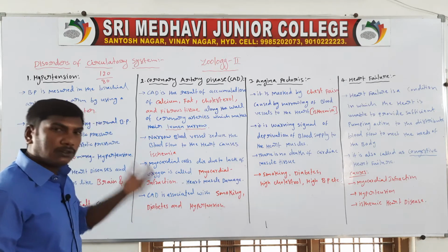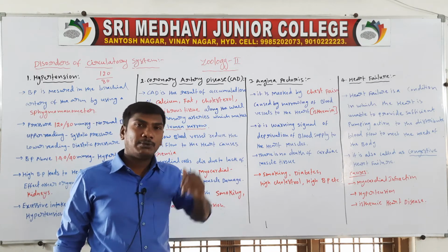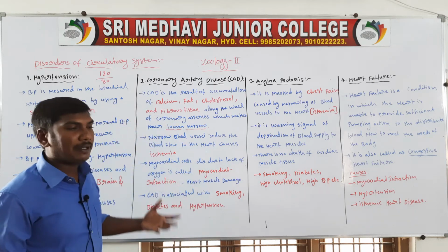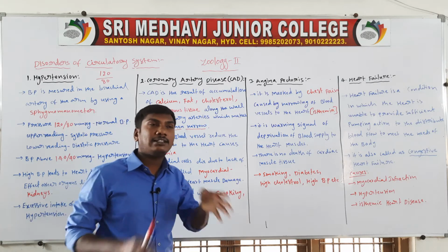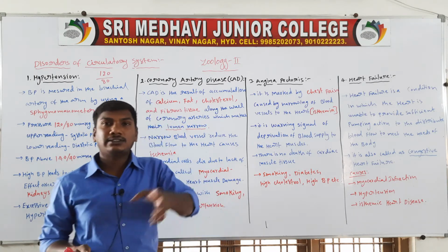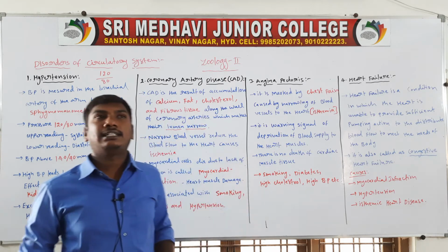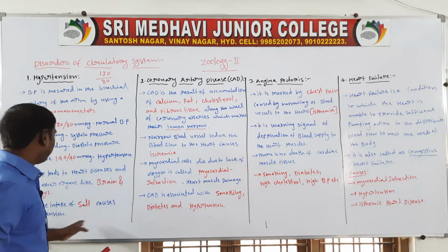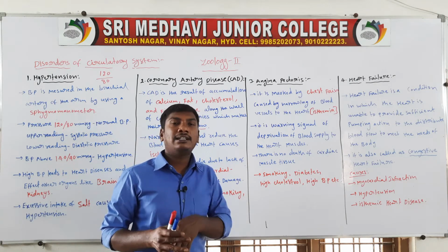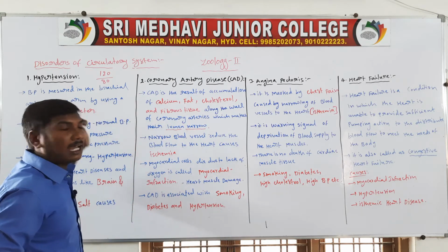Blood pressure above 140 by 90 mmHg is called hypertension. Hypertension also leads to other diseases of the heart. It also affects vital organs like the brain and kidneys. Excessive intake of salt causes hypertension. So that is the first disorder, hypertension.